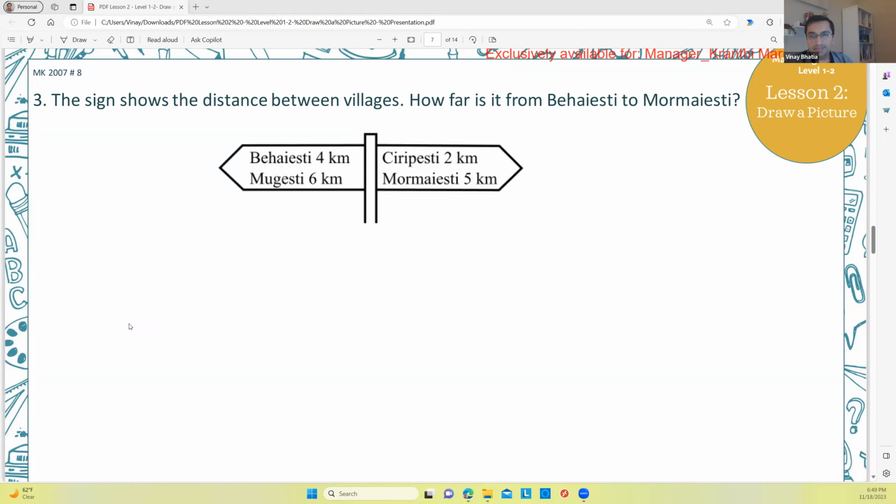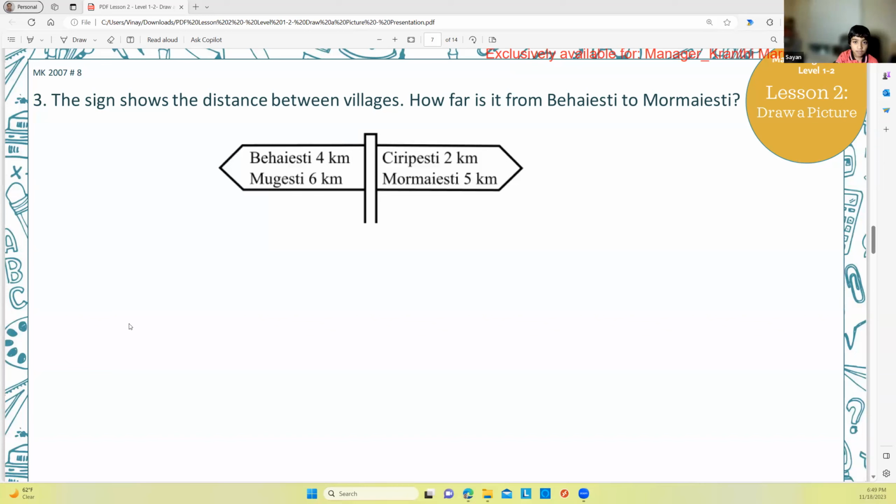Okay, so Bahayasti is 4 kilometers away from Mugasti. And Kiripisti is 2 kilometers away from Mormaisti. Mhm. So I think for some. Can you try to draw? Can you try to draw on the screen and explain to us how you're solving it?